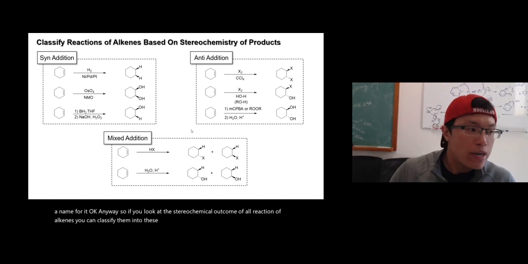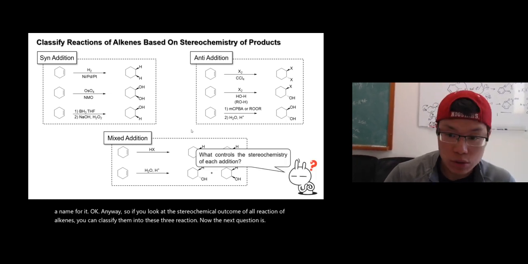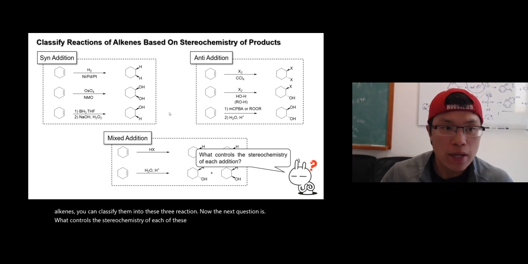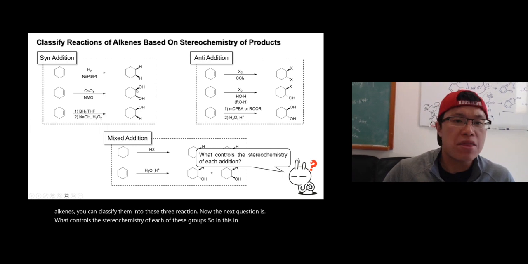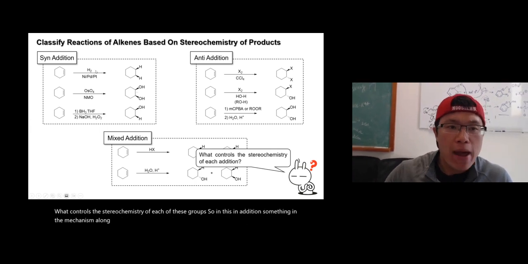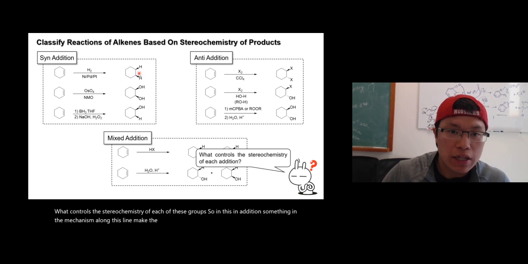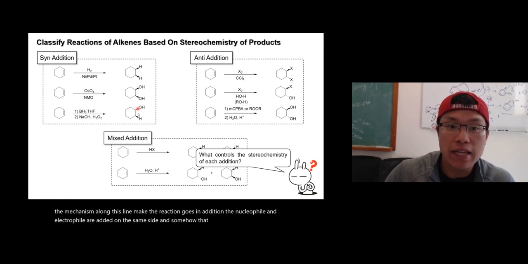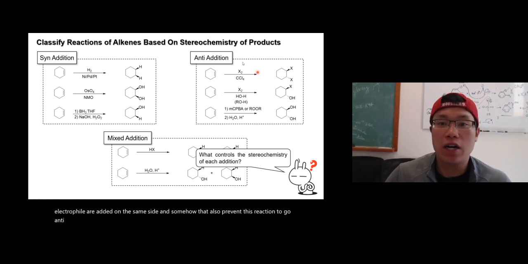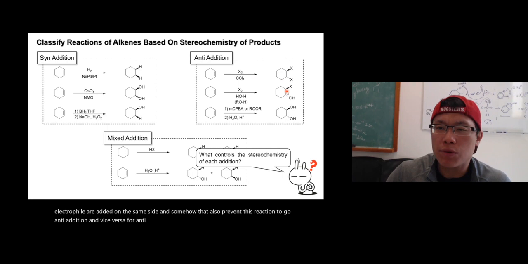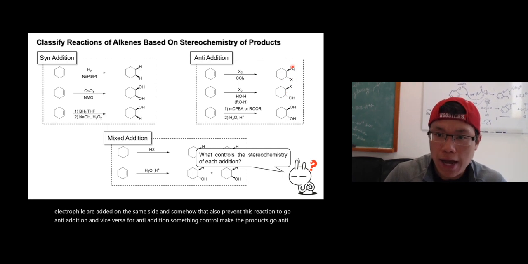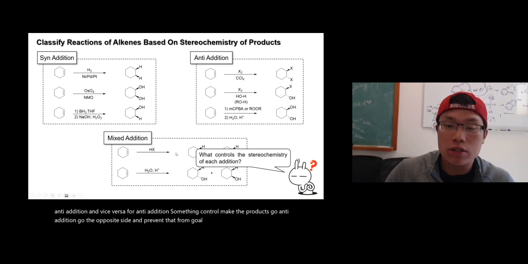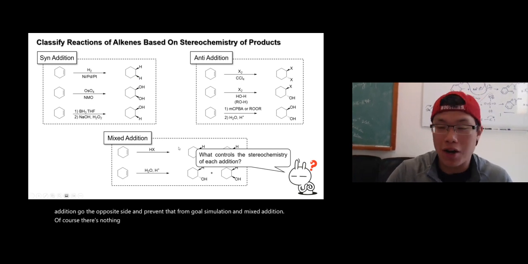Now, the next question is, what controls the stereochemistry of each of these groups? Okay. So in the syn addition, something in the mechanism makes the reaction go syn. The nucleophile and electrophile are added on the same side, and somehow that also prevents this reaction from going anti-addition, and vice versa for anti-addition. Something controls it to make the product go anti, to the opposite side, and prevents it from going syn addition. And mixed addition, of course, there's nothing preventing it. Okay, you got a mixture.